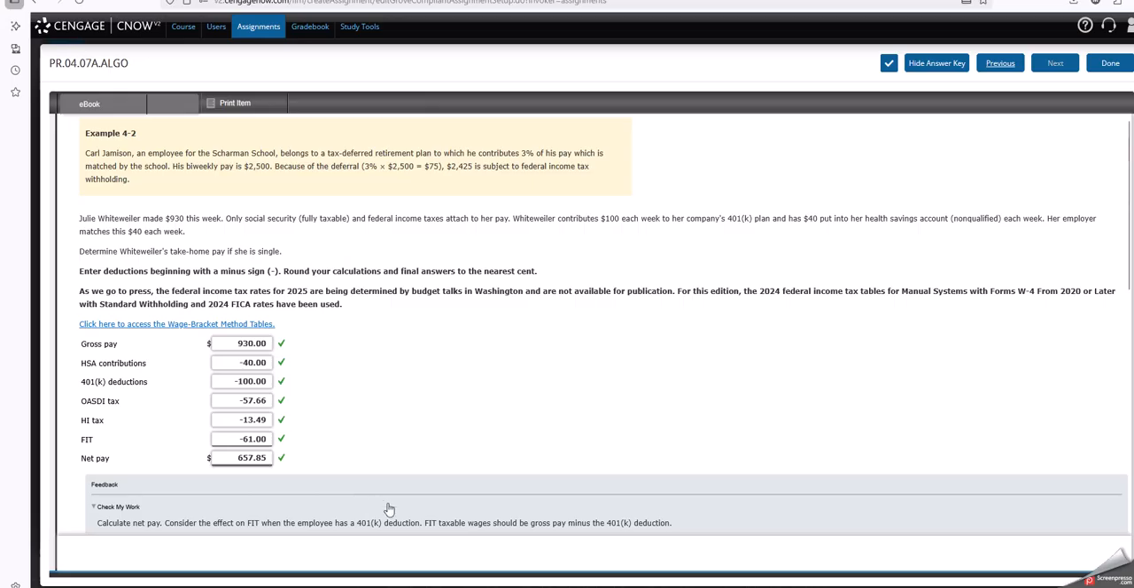And then we already know that those deductions are going to come out, so we would subtract those to get to her net pay. Okay, so I think we covered all of the hot topics in there and just how to use the tables, the wage bracket table, and then the percentage method. So hopefully that will help you prepare for your homework for this chapter.